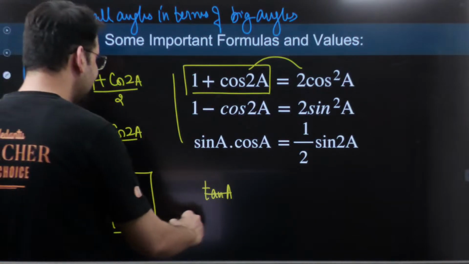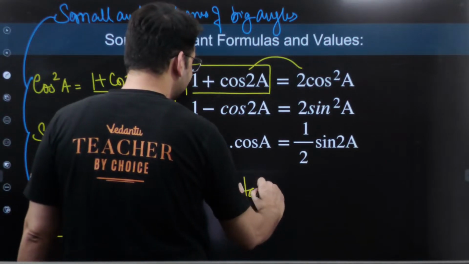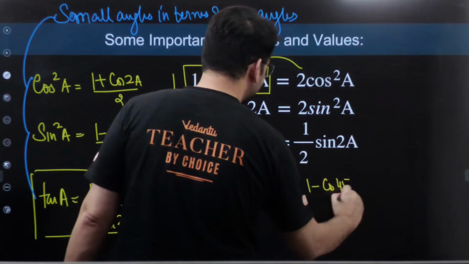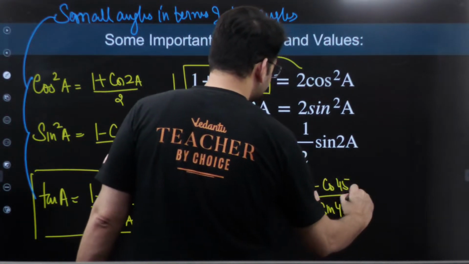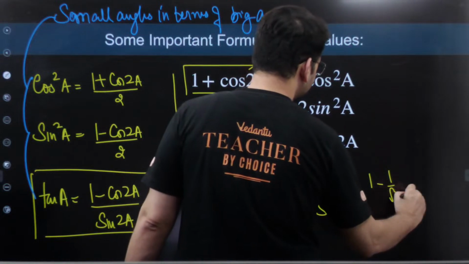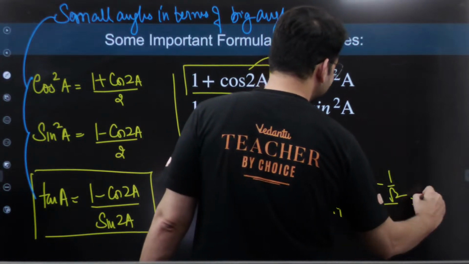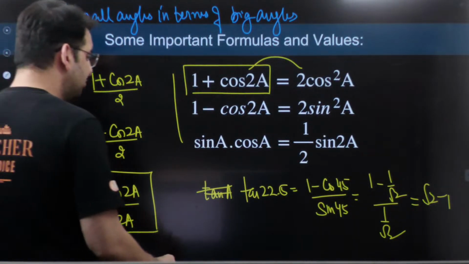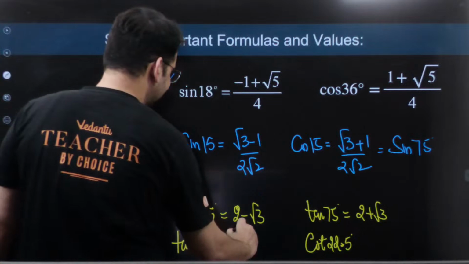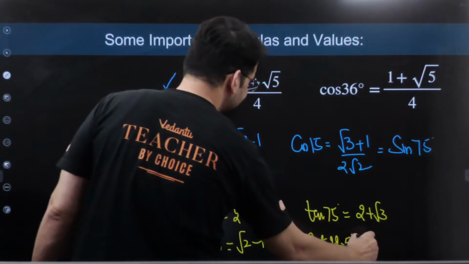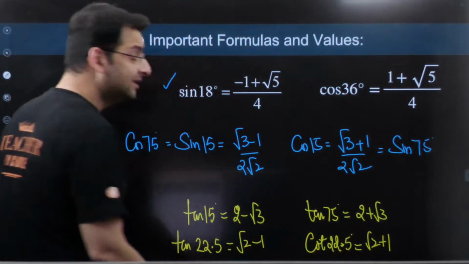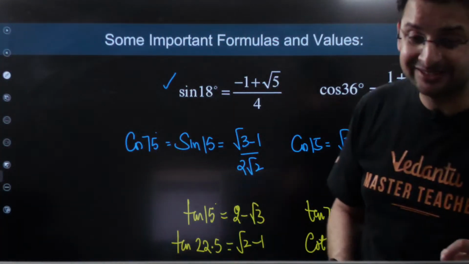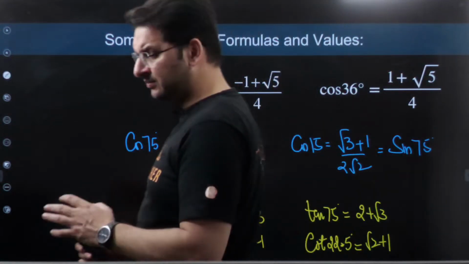Tan A, tan 22.5, see, tan 22.5 is 1 minus cos 45 upon sin 45. So 1 minus 1 by root 2 upon 1 by root 2. So this is root 2 minus 1 directly. So in one line you are able to find this. Tan 22.5 is root 2 minus 1, and cot 22.5 will be root 2 plus 1. So these are certain standard values which you should be remembering. Amazing, Zach.